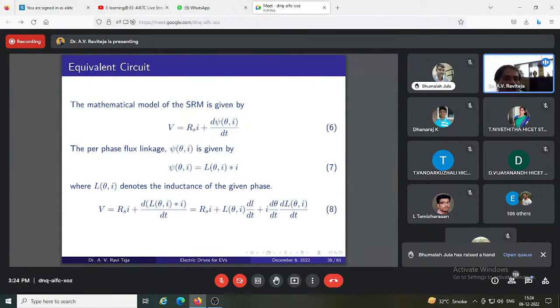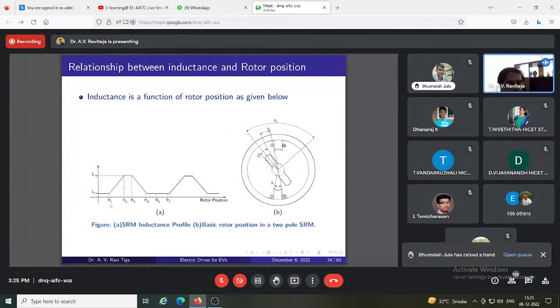So these are the equivalent circuit and equations of an SRM. Per phase, the applied voltage V to the winding, suppose A phase winding, is the winding resistance into current, the IR drop for any wire, plus the flux linkage d by dt. So the per phase flux linkage is given by L into I, where L is a function of theta, the position of the rotor with respect to the stator, and also current.